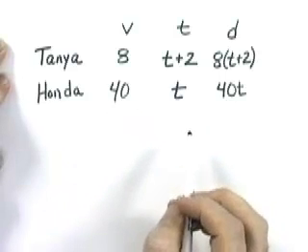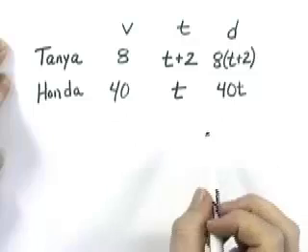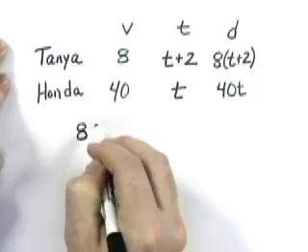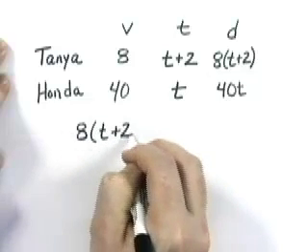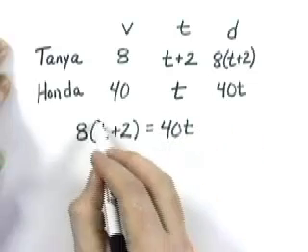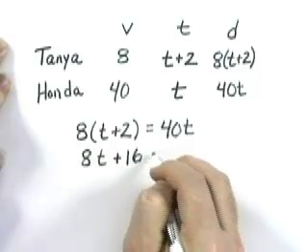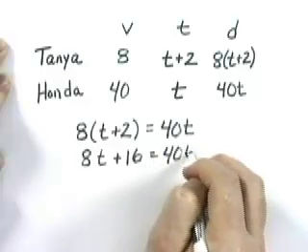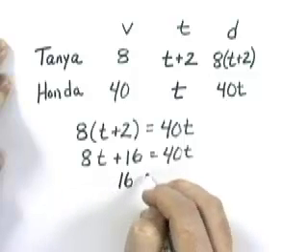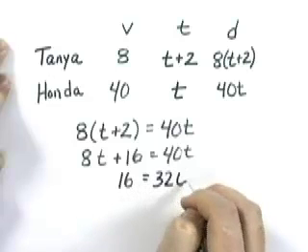What we want to know is when will the Honda catch up to Tanya? In other words, when will the distance traveled be equal for Tanya and the Honda? Therefore, what we want to solve is 8 times T plus 2 equals 40T. We're going to distribute the 8. We get 8T plus 16 equals 40T. I'll subtract 8T from both sides of the equation. I get that 16 equals 40 minus 8, or 32T.